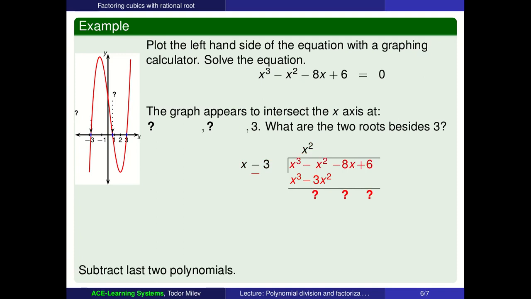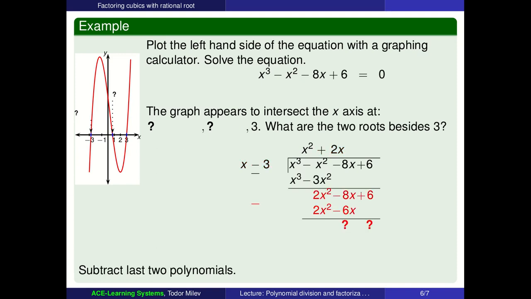Next, subtract the dividend and the new intermediate to get minus x squared minus 3x squared equals 2x squared minus 8x plus 6. So 2x squared minus 8x plus 6. Next, identify the leading term in the new intermediate dividend, so 2x squared. Divide 2x squared by x to get 2x. Next, 2x times x minus 3 equals 2x squared minus 6x.